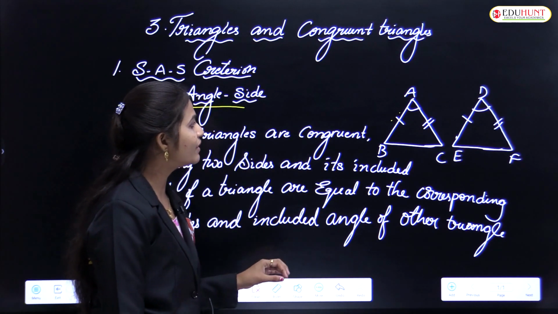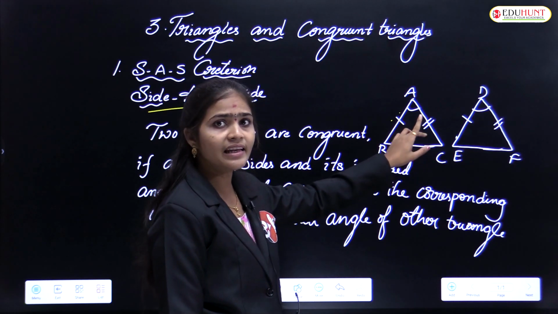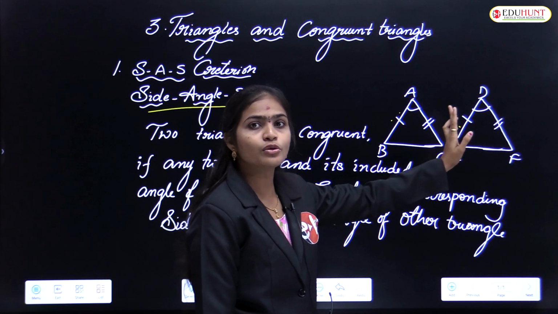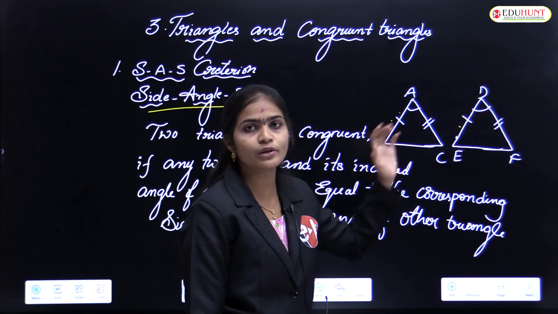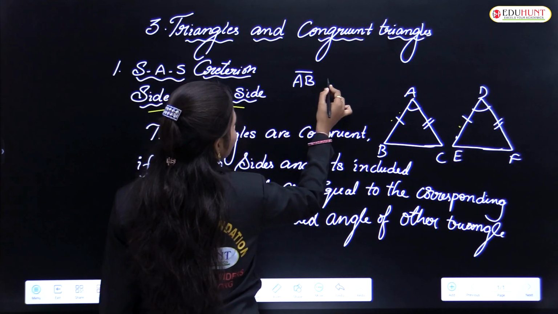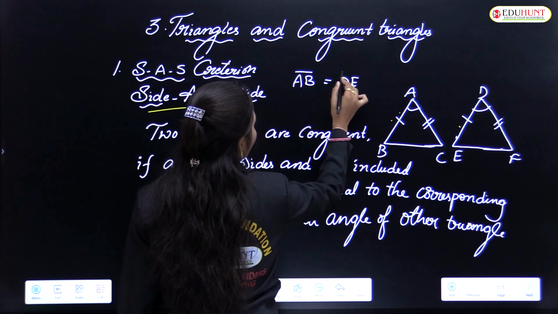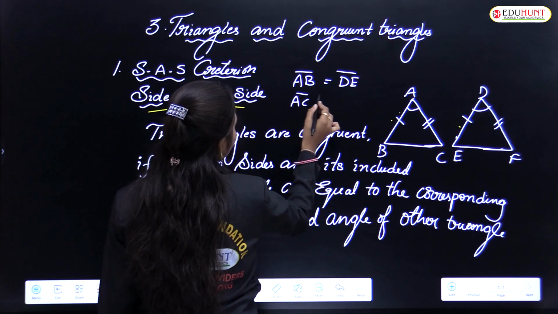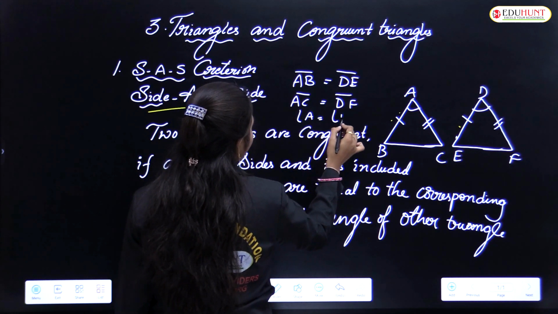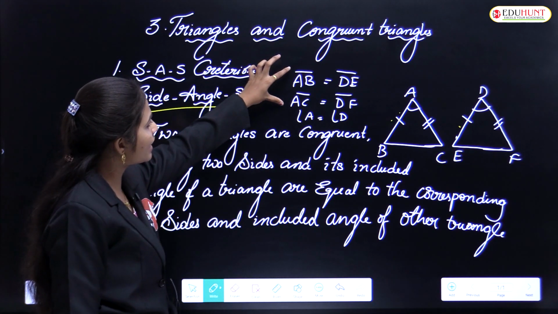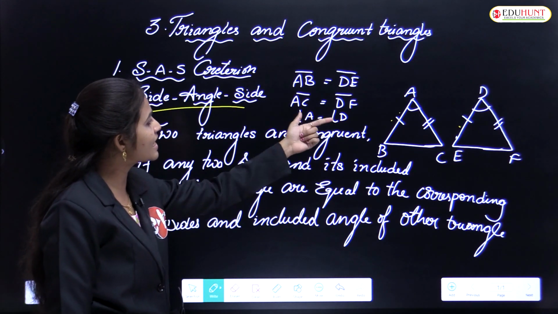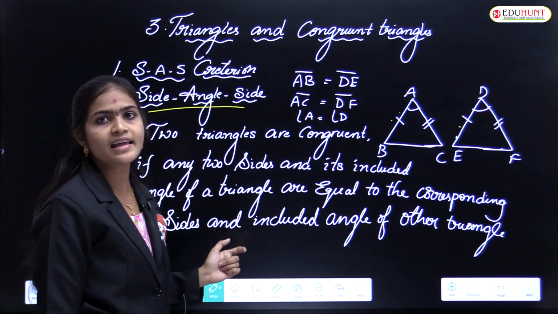So if any two sides of a triangle and the included angle are equal to the corresponding two sides and included angle of another triangle, then from this we can write side AB is equal to DE, and AC is equal to DF, and angle A is equal to angle D. Then we can say that those two triangles are congruent.